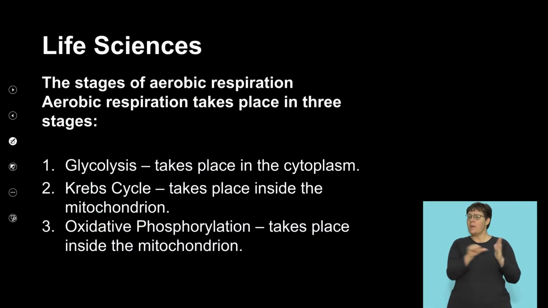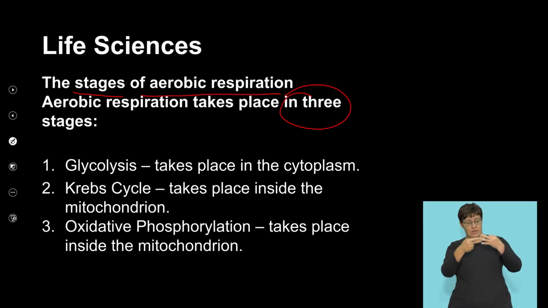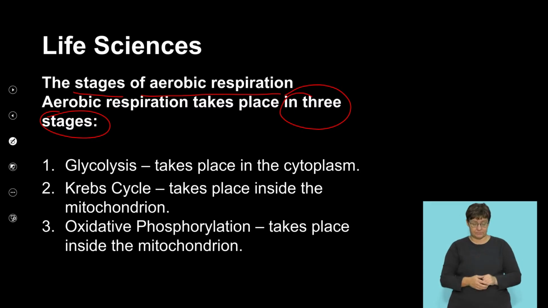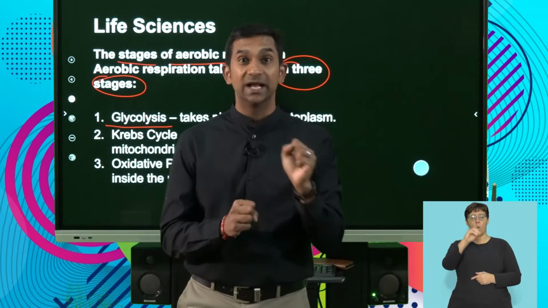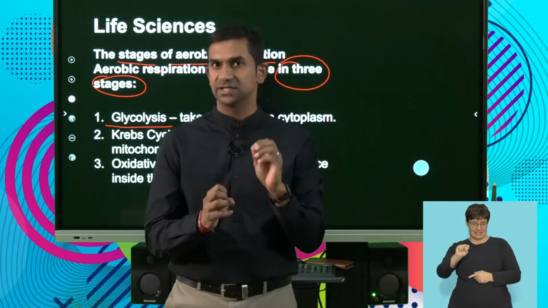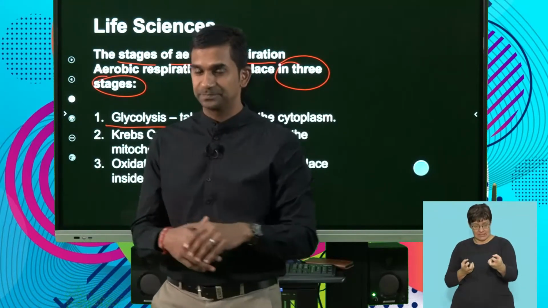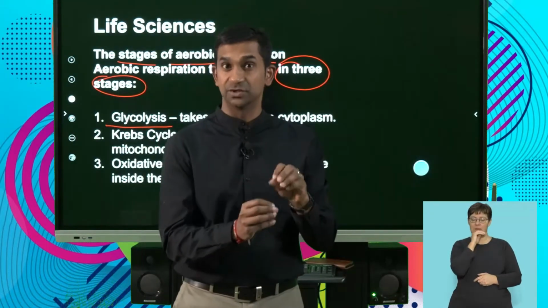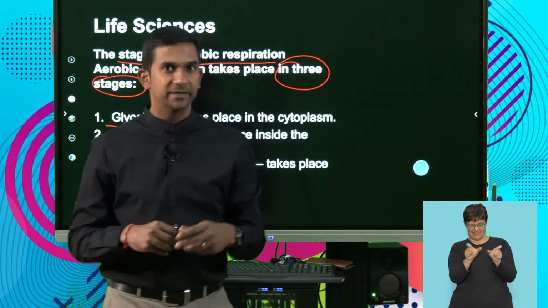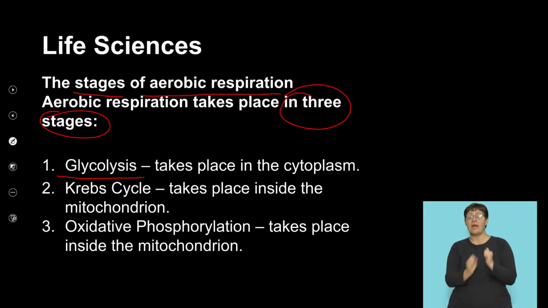So guys, it's important that we remember that the stages of aerobic respiration take place in three separate stages. The first step is called glycolysis. I often try and emphasize this by saying glycolysis, and that happens to remind me of what it does. So lysis is splitting up, and glyco refers to the glucose. So try and remember it that way. So this takes place in the cytoplasm.